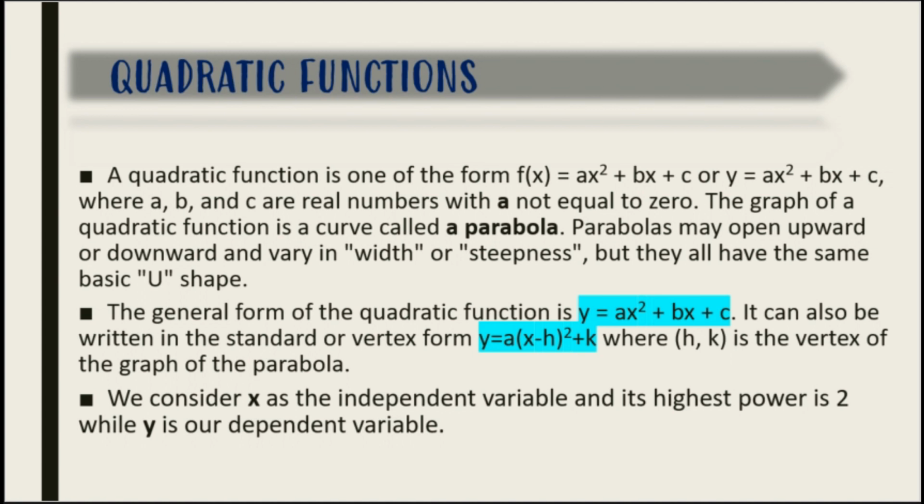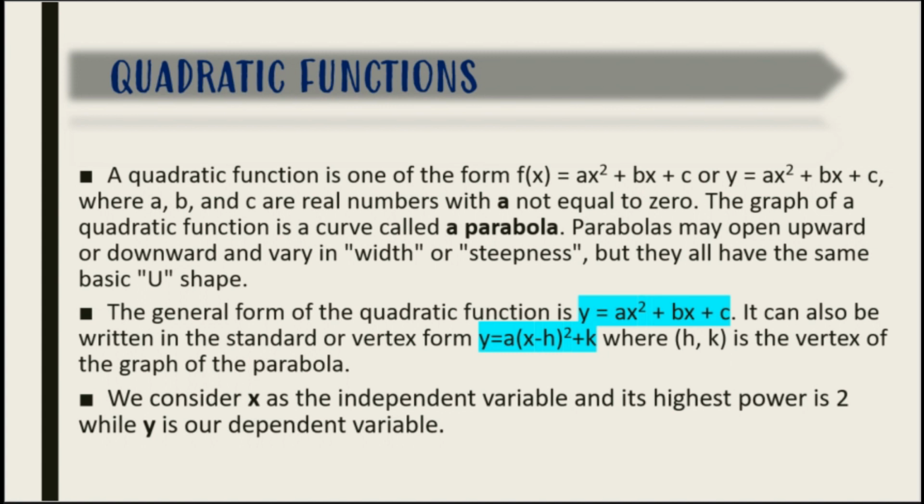The graph of a quadratic function is a curve called a parabola. Parabolas may open upward or downward and vary in width or steepness, but they all have the same basic U-shape. The general form of the quadratic function is y equals ax squared plus bx plus c. It can also be written in the standard or vertex form y is equal to a quantity x minus h quantity squared plus k, where the point (h, k) is the vertex of the graph of the parabola.